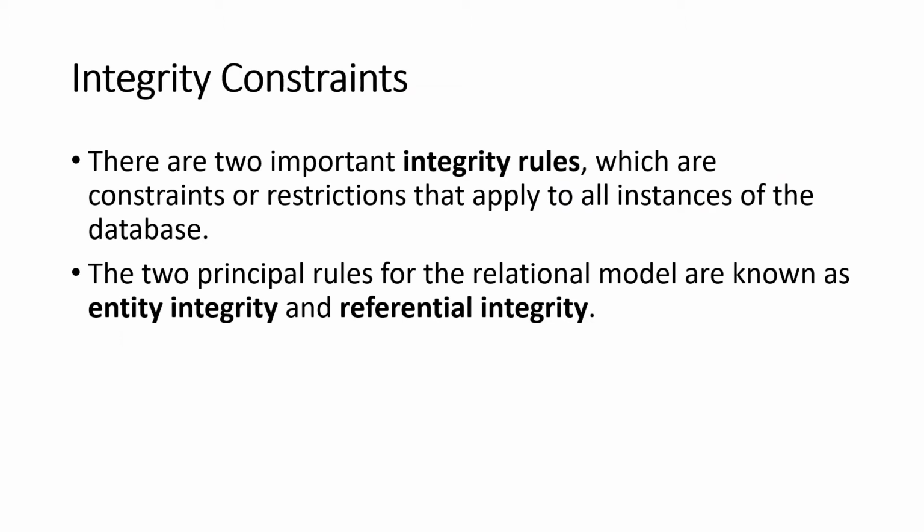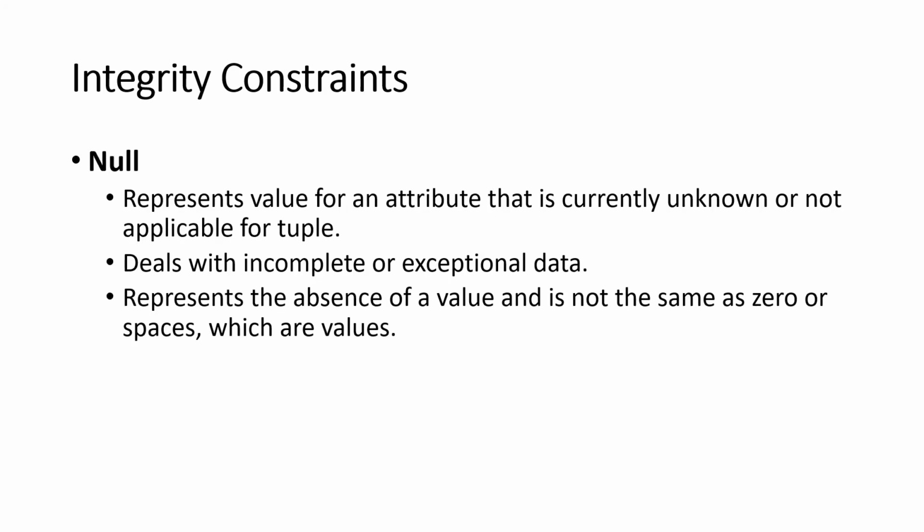For integrity constraints, there are two important integrity rules, which are constraints or restrictions that apply to all instances of the database. The two principal rules for the relational model are known as entity integrity and referential integrity. Null represents a value for an attribute that is currently unknown or not applicable for a tuple. It deals with incomplete or exceptional data, represents the absence of a value, and is not the same as zero or space, which are values.